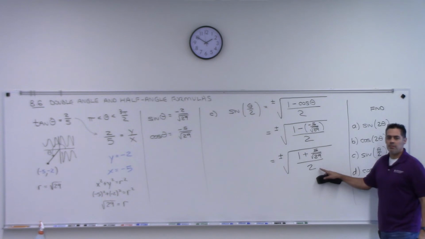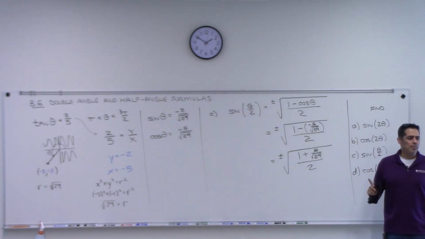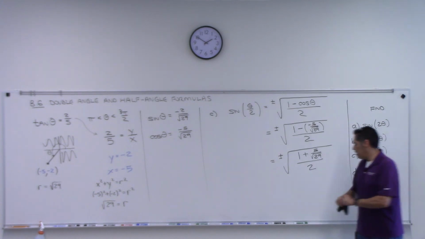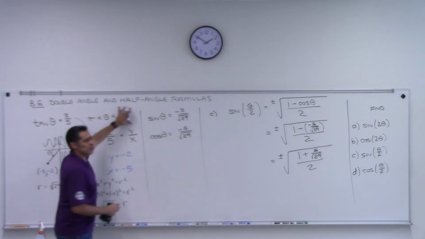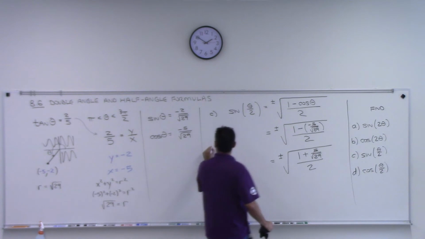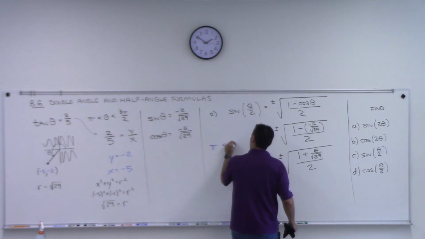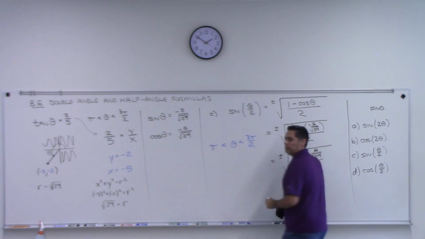Okay, is that all right? The double negative. Now, we have to determine whether or not this is a plus or a minus. So to do that, what I recommend you do on the test is go back to your original restrictions on theta, right here. Okay, and I'm going to write it down. Theta has to be between pi and 3 pi over 2, right?